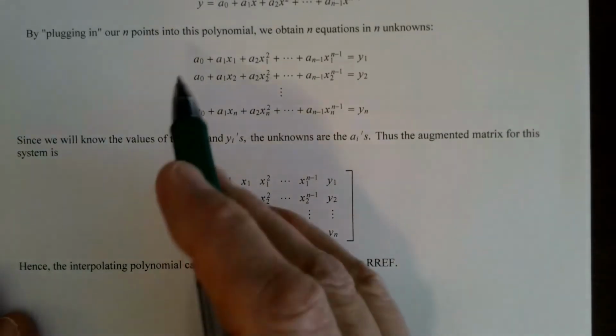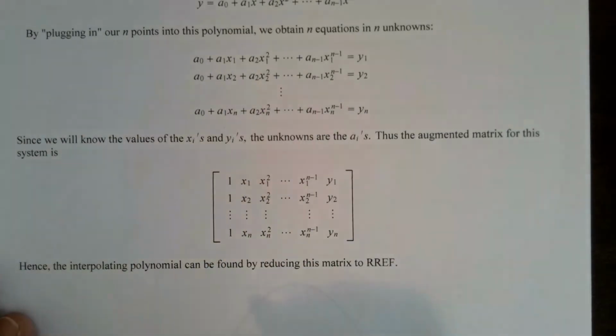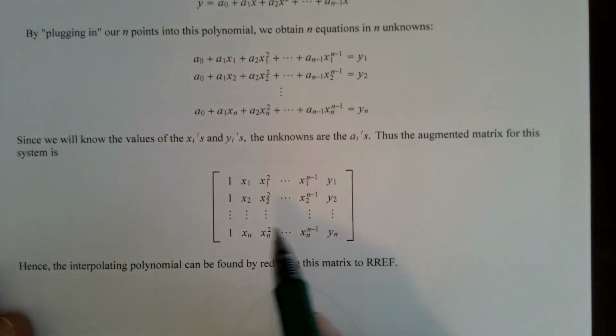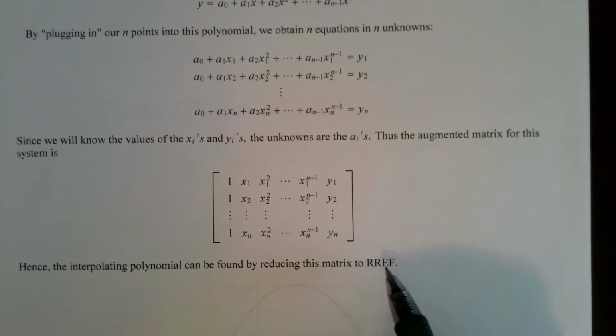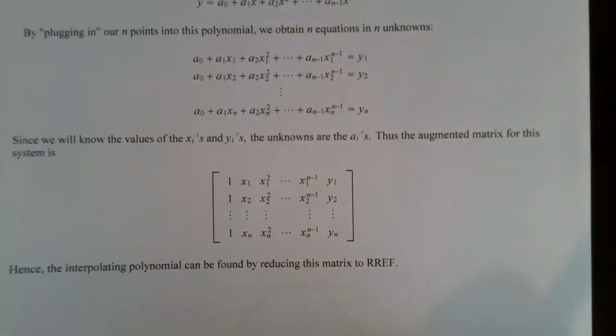In particular, we can find the values of a sub 0 through a sub n minus 1, the coefficients, by solving the system, doing Gaussian elimination. In this process, it would be okay to use your calculator to put it immediately in reduced row echelon form and get your result in these applications, and that's what we're going to do. Okay, so here's the theory. Let's see it in practice.